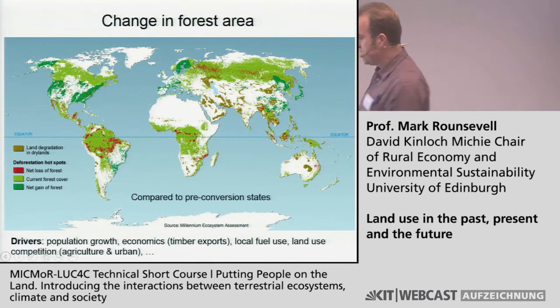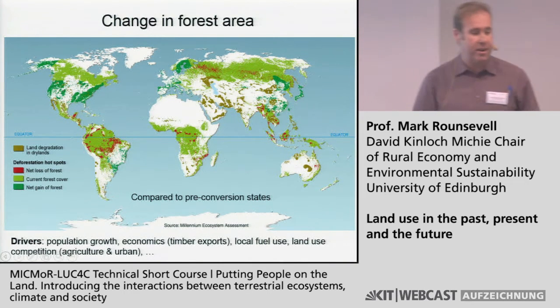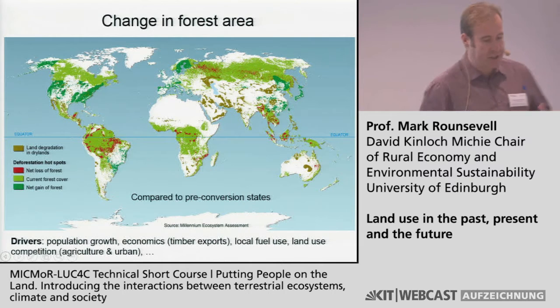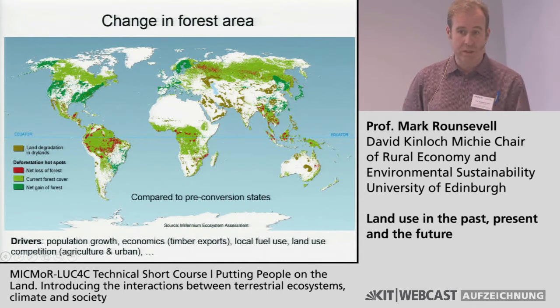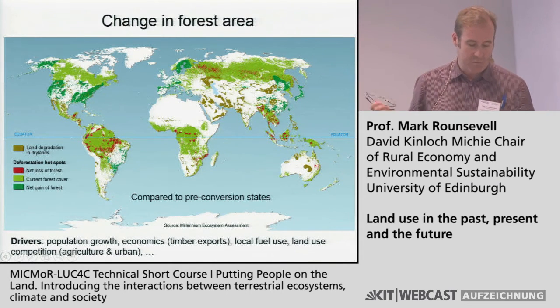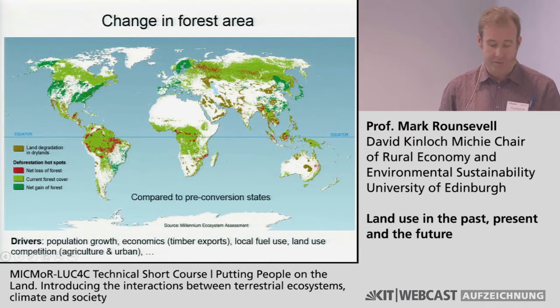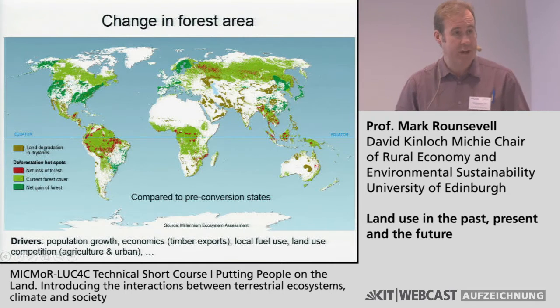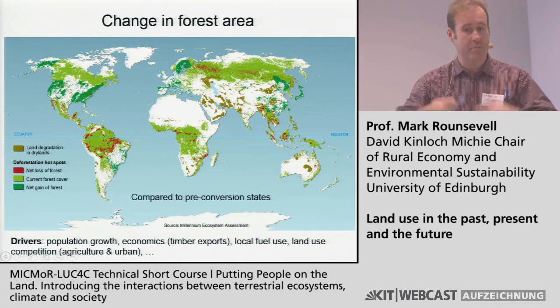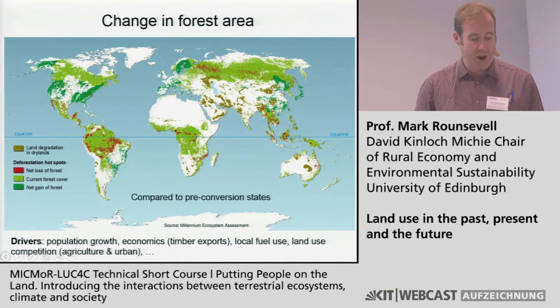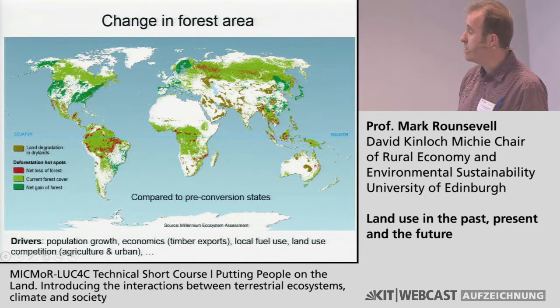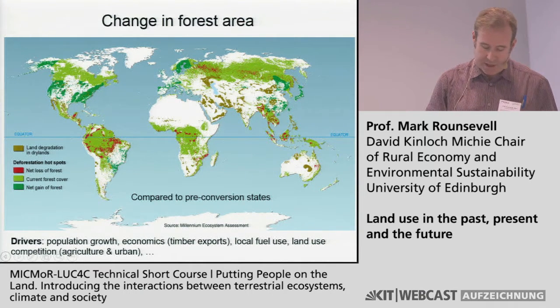On most of these slides, what you'll see at the bottom is that I've listed a few drivers, just to give you some general ideas about the underlying causes of this. So things like population growth, obviously the economics of timber production, the use of forest for local fuel, and competition with other land uses, such as agriculture and urban, are some of the general level drivers that are important in understanding these processes. So let's just take that on.